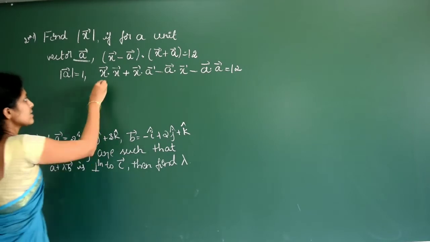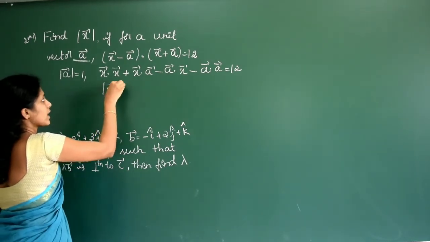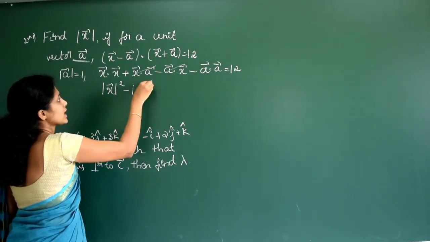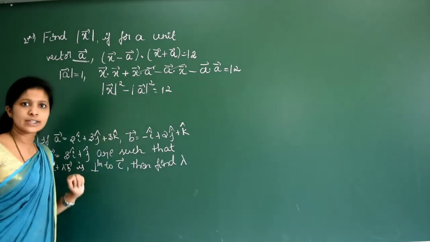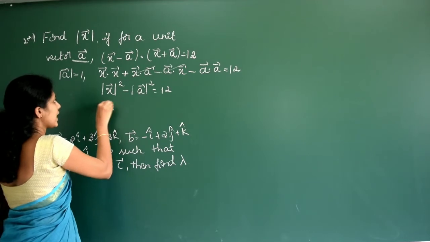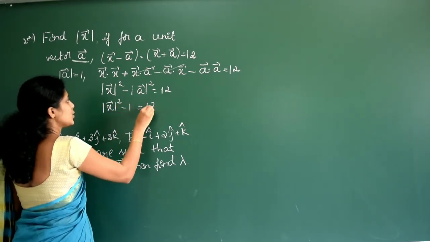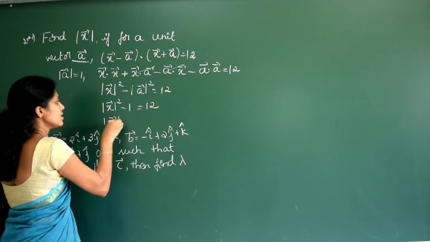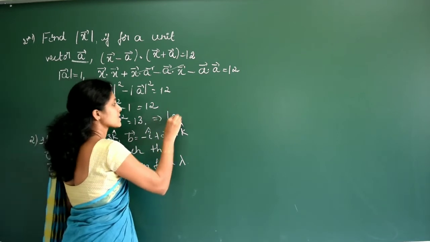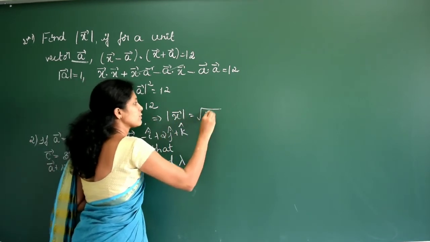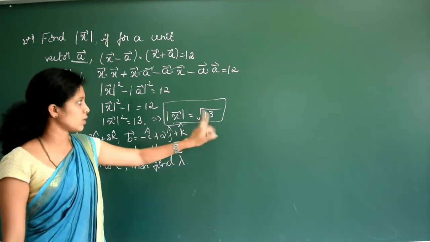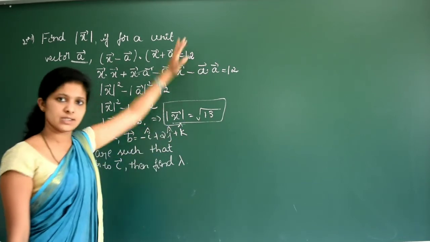Now I can write this as magnitude of x vector square, and this will get cancelled. It is minus magnitude of A vector square is equal to 12. Now magnitude of A vector, it's a unit vector, so that magnitude will be equal to 1. So I can write magnitude of x vector square minus 1 is equal to 12. So magnitude of x vector square is equal to 12 plus 1, which is 13. So magnitude of x vector is equal to root of 13, not plus or minus, only root 13. Remember this, don't write plus or minus, it is always positive, it is root 13. So this is about the first one.